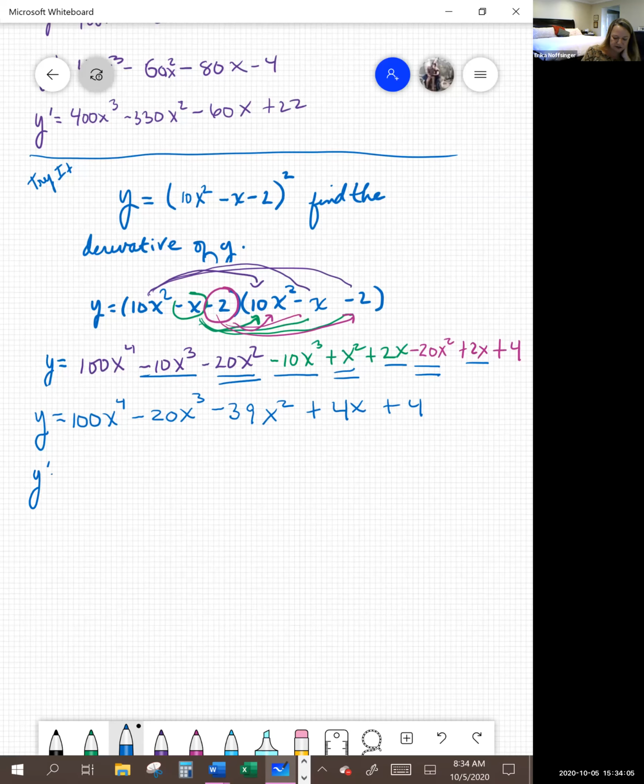So now taking the derivative, bring our power down front, 4 times 100, so that's 400x, subtract 1 from our power, so this is cubed, minus, bring our power down front, so 3 times the number in front, 20, is 60. Subtract 1 from our power, we now have an x squared. Minus 2 times the number in front, 39, is 78. Subtract 1 from our power, we get just an x. Plus the derivative of 4x is 4, and the derivative of 4 goes away.